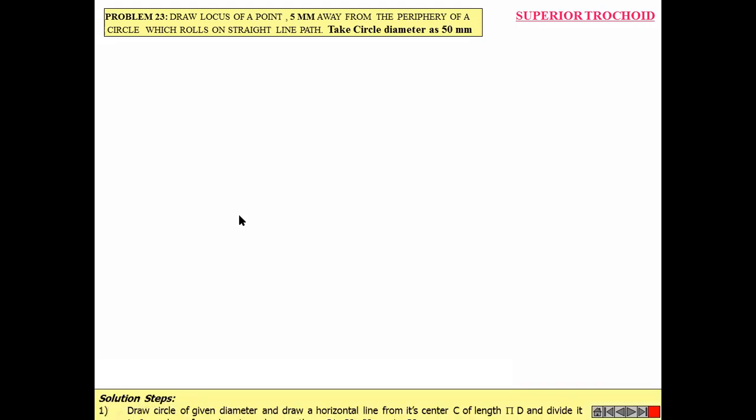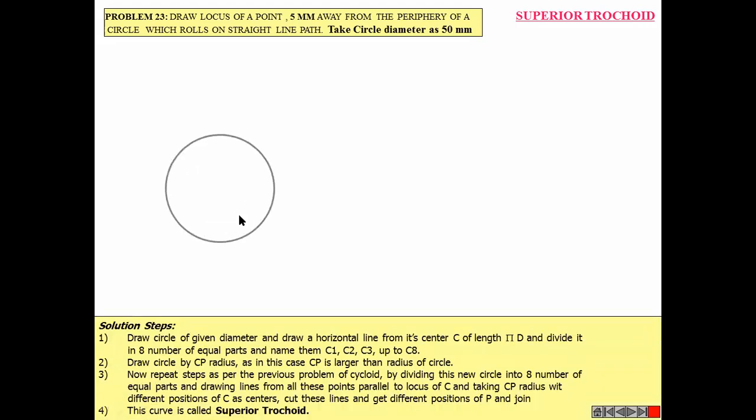So what does it mean? It means we are talking about the point which is 5 mm away from the circle, so that it is beyond the periphery, beyond the radius of the circle, and that's why it is a superior trochoid. So steps will be the same. This is the circle, the straight line path. Now this is the point. In the earlier case, what happened?